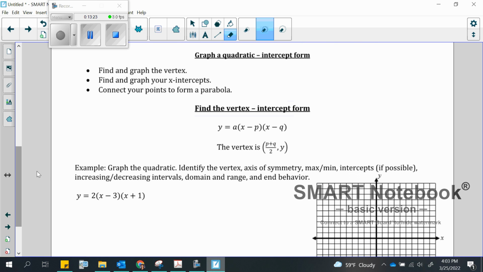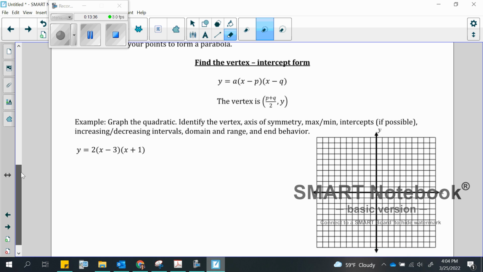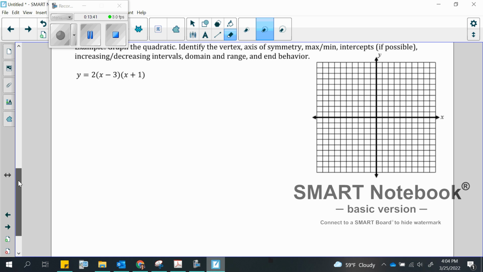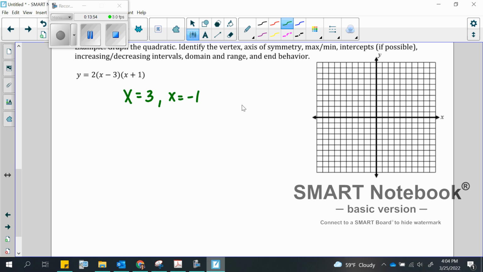So go down to where it says graph a quadratic, intercept form. When we're in intercept form, we're going to find and graph the vertex, and we can also graph the intercepts, and we can connect our points. So when we are in intercept form and we are graphing our quadratic, the easiest thing to do is first plot the intercepts. The intercepts would be x equals 3 and x equals -1.